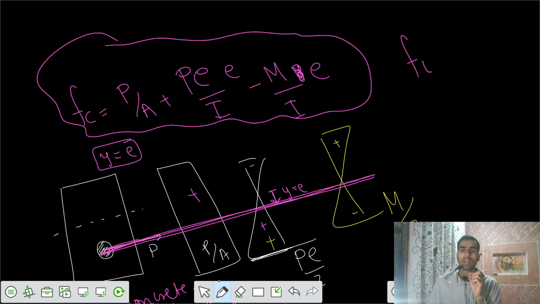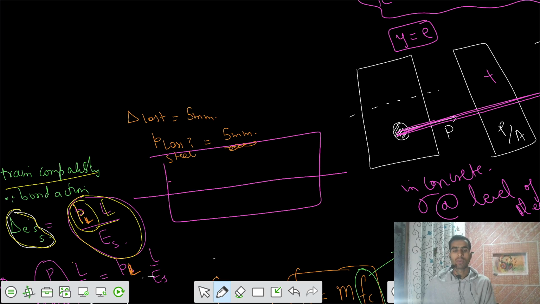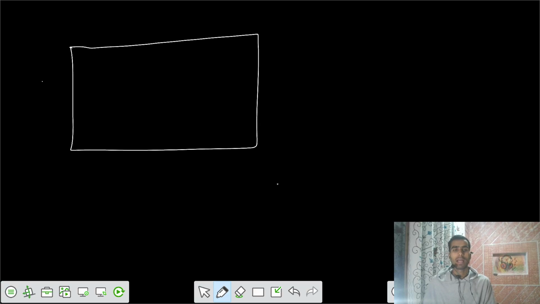Then I would say the loss of stress in the steel equals the modular ratio times FC. This is the loss of stress because of elastic shortening. Now this was the case where I had a straight tendon throughout the length. Now if I have a bent cable or a curved profile cable, let's talk about that one.